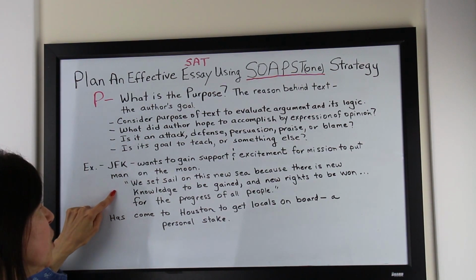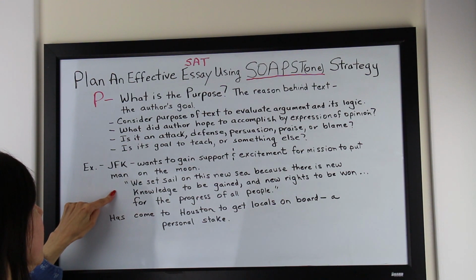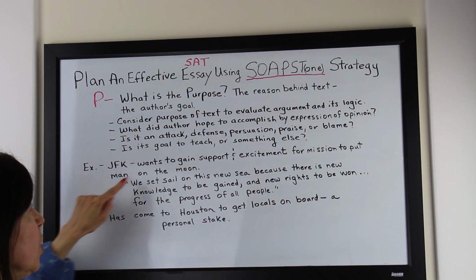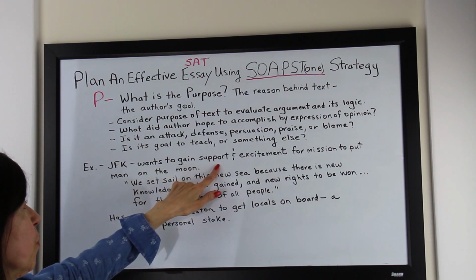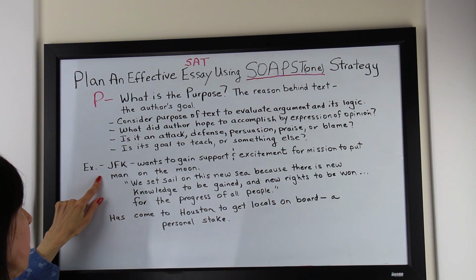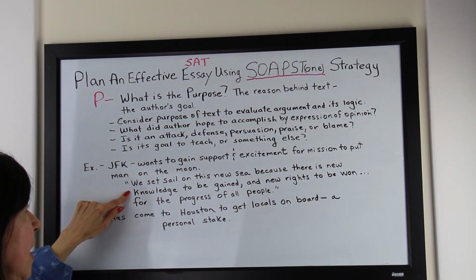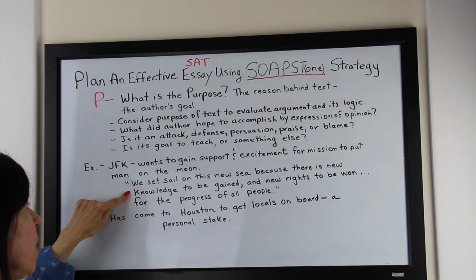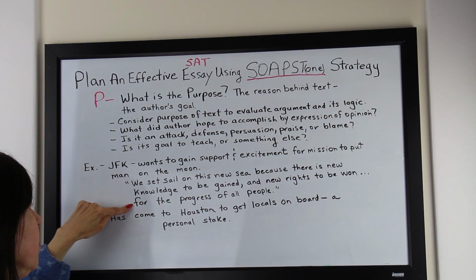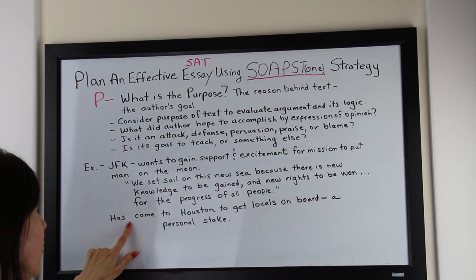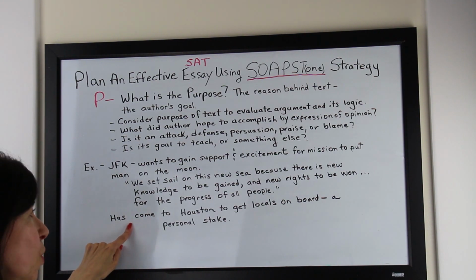In JFK's speech in 1962, his purpose was to gain support and excitement for the mission to put man on the moon. He said, "We set sail on this new sea because there is new knowledge to be gained and new rights to be won for the progress of all people." He specifically came to Houston to get the locals on board. He knew they would have a personal stake.